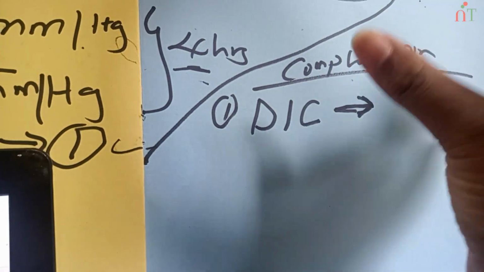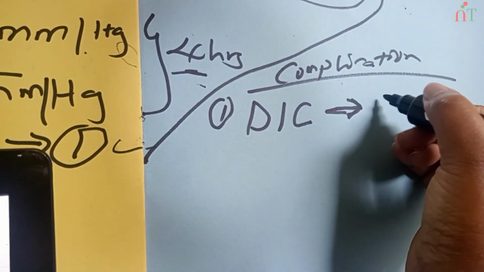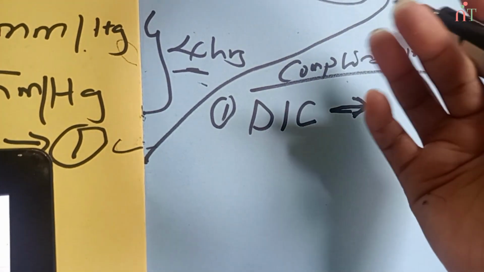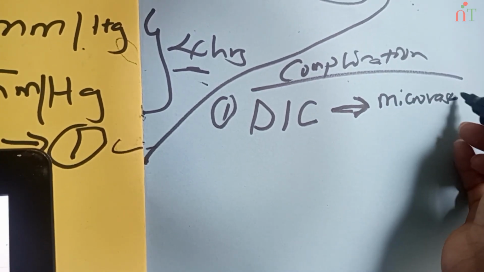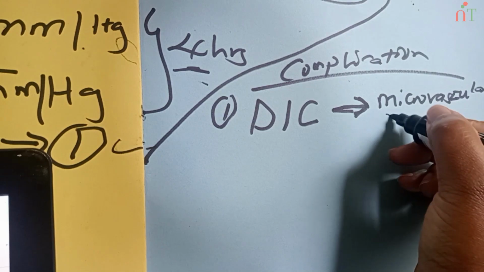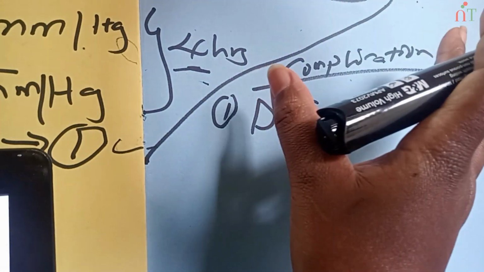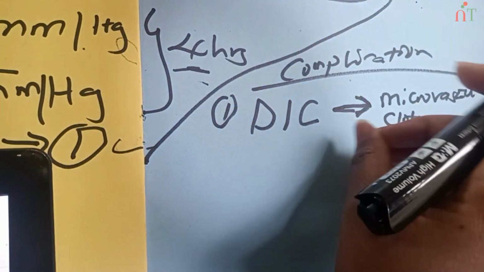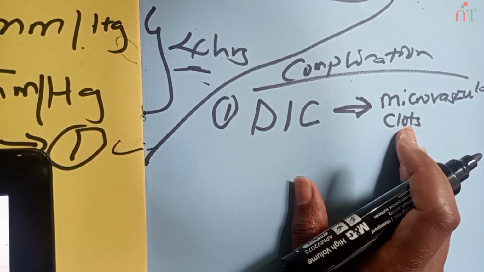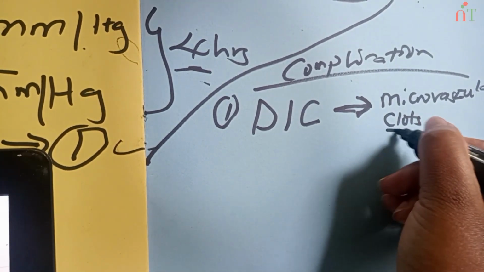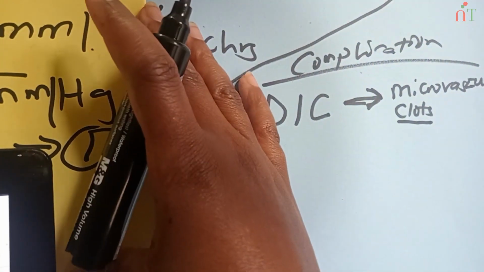So, preeclampsia-induced endothelial damage triggers widespread activation of the coagulation system, and this normally leads to formation of microvascular clots. So, when there is endothelial damage, it will trigger activation of the coagulation system, and this is going to cause microvascular clots. When you hear about the coagulation system, know that definitely we are talking about formation of clots, destruction of clots, things like that.